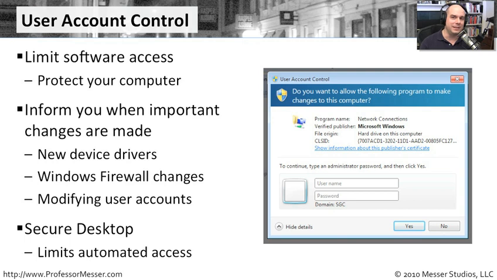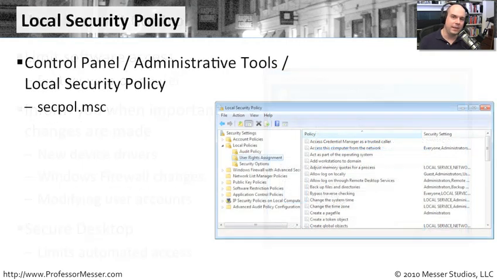Now you can enable and disable how much UAC prompts you. You can enable and disable the secure desktop. There are a lot of different settings for this, but it's important to keep in mind that the reason we did this was for security. And because of that, it really works quite nicely. The way that you would make changes to how UAC operates on your computer or in your domain is with the security policy that's on your computer. You can go to the control panel under administrative tools. There's an option for local security policy.